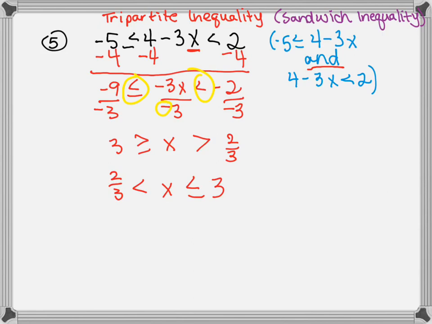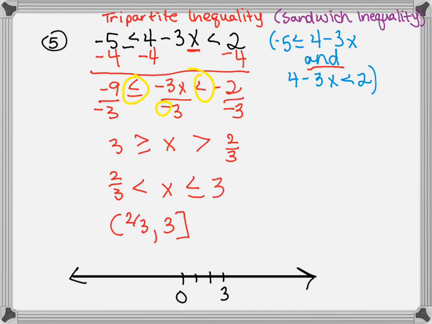In interval notation, the smallest number I can have is 2/3, not included, so curved parenthesis. Largest number I can have is 3, which can be included, so squared off bracket. On a number line, so here I've got my 3, 2/3 is about here. So open circle at 2/3, solid closed circle at 3, shading in between.